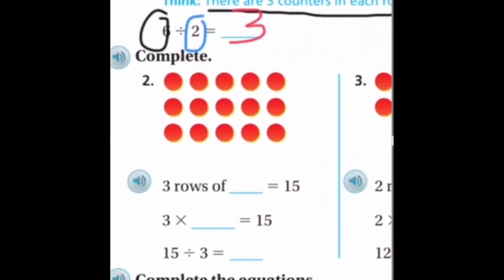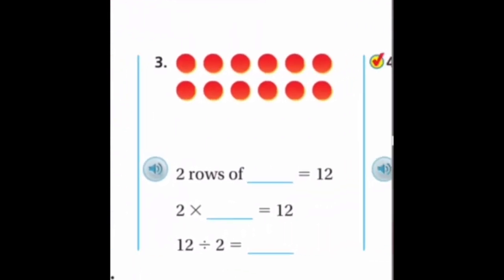Number 2, complete. It says 3 rows of blank equals 15. We need to count up how many we have in each row. 1, 2, 3, 4, 5. 3 rows of 5 equals 15. We know that this means not just times, it can mean groups of, or in this case, it means rows of. 3 rows of 5 equals 15. 3 times 5 equals 15. So 15 divided by 3, that is 5. That's our fact family.